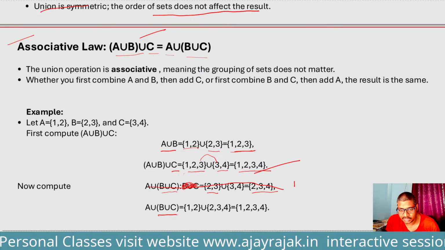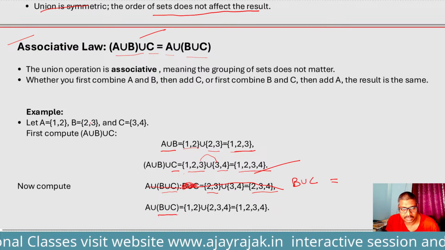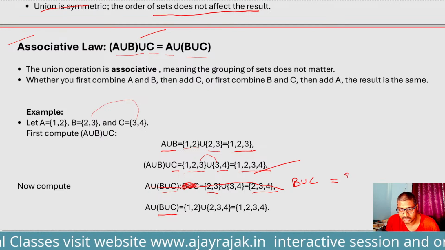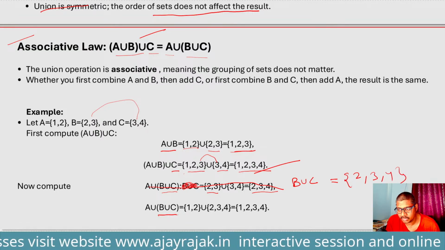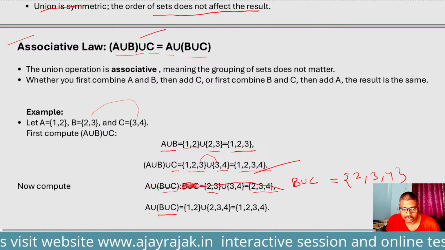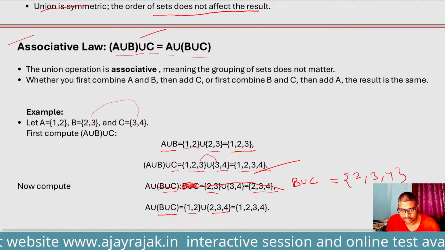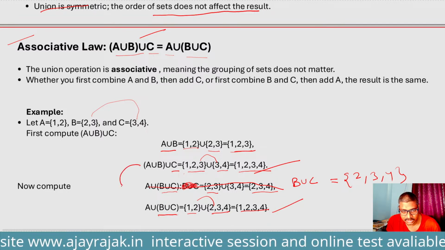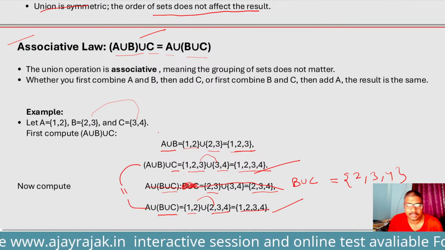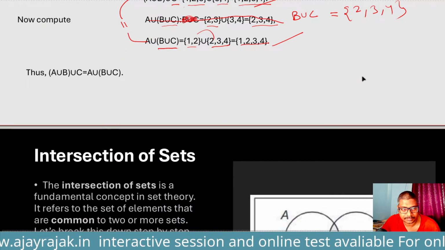So B union C first you can see. What is B union C? When you combine B with C, what is within the braces comes 2 3 and 4, because 3 is not going to be repeating again. So A union B union C now means A union 2 3 4. So 2 is not repeating, 1 2 3 4. So what we are observing is that these two sets are equal, so it's satisfying the associative law.